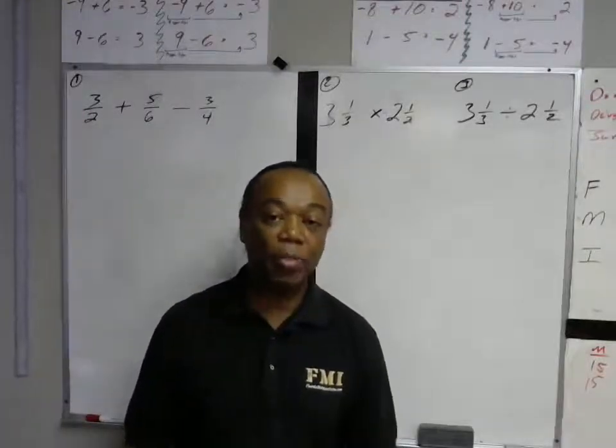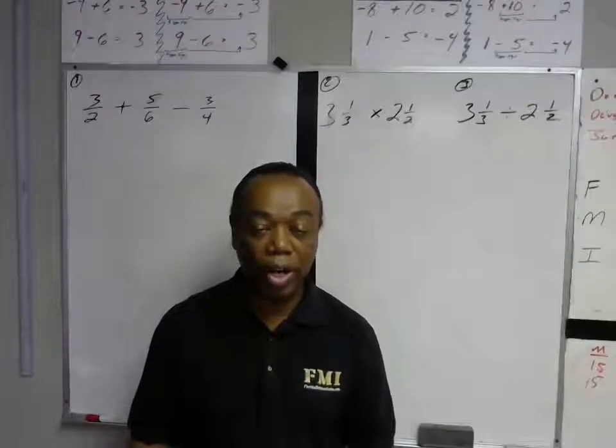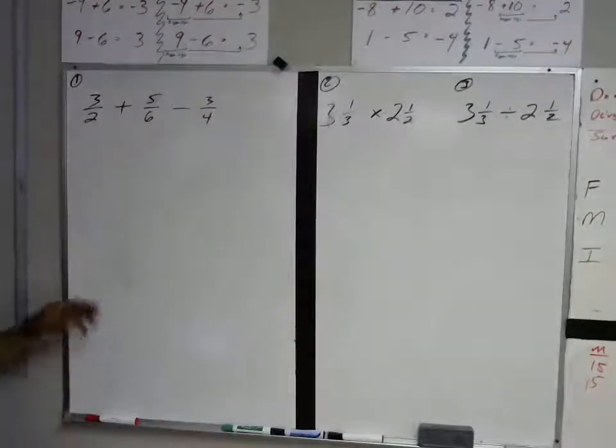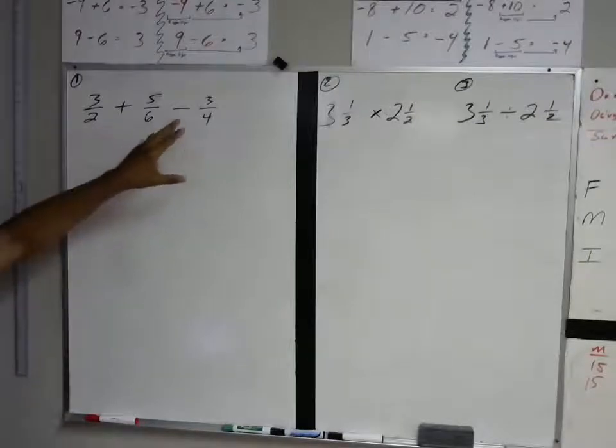Okay, we're going to be adding, subtracting, multiplying, dividing fractions. So let's take a look at number one. Number one, we have 3 halves plus 5 sixths minus 3 fourths.